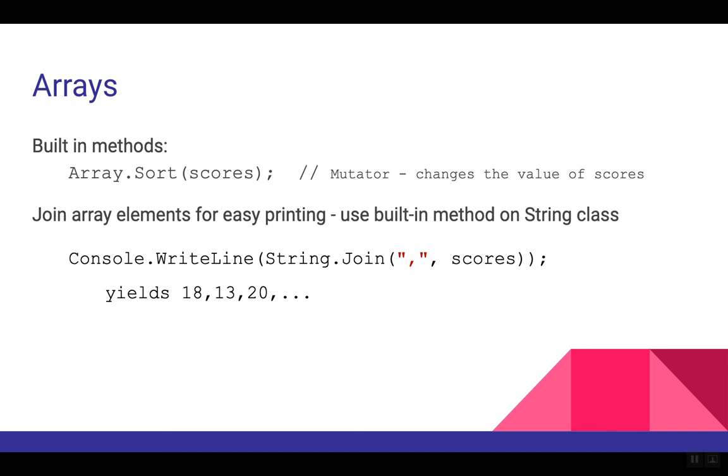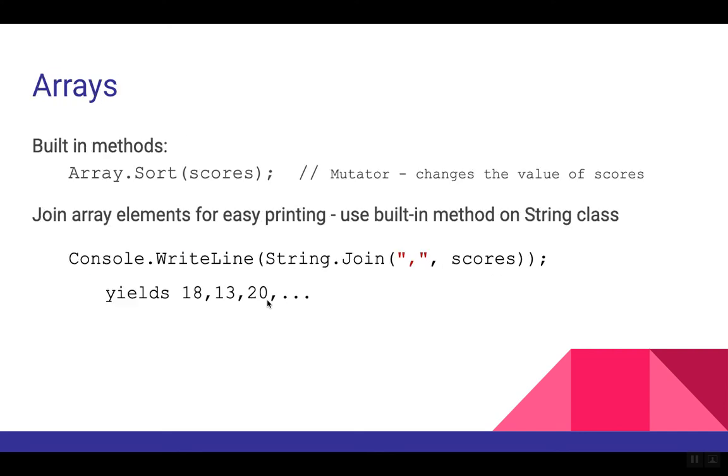Then we also have this String.Join that we can use if we have an array and we want to see what's in it because we're debugging or we want to print it out somehow. We can use String.Join, where again String is a static class that gives us a bunch of functions that we can use on string values. In this case, String.Join takes an array or a list and joins all the elements in the array, puts a comma between each one, and prints it out. So this line, Console.WriteLine String.Join comma scores, would yield this value.